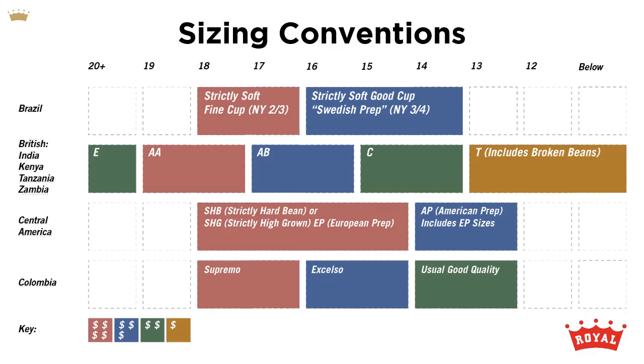The other tier that you see here is the UGQs, the usual good qualities, and that would be usual good compared to, say, a commodity grade. You're not going to find a whole lot of specialty coffee in that UGQ category. It's usually 80 points or below on the SCA scale.